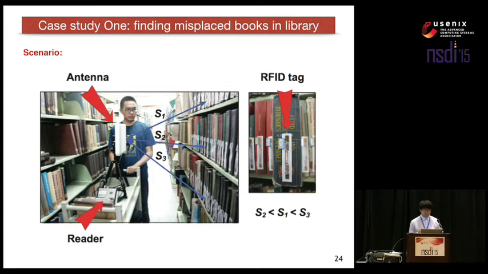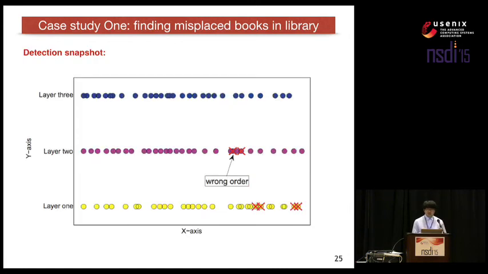In this case study, we attach 90 tags on three layers of books. The thickness of each book spans from 3 centimeters to 8 centimeters. This figure shows the order of the books that we obtained in one experiment. Here, each dot represents a book, and each cross represents a book that is ordered incorrectly. Note that the gap between two dots reflects the distance between two tags. From this figure, we can say that all incorrectly ordered books are the thin ones, as their tags are much closer.